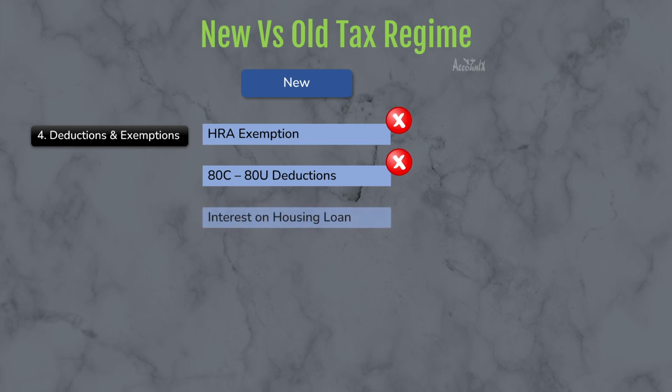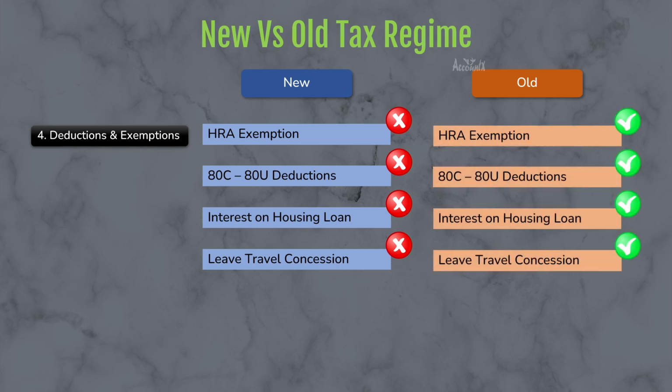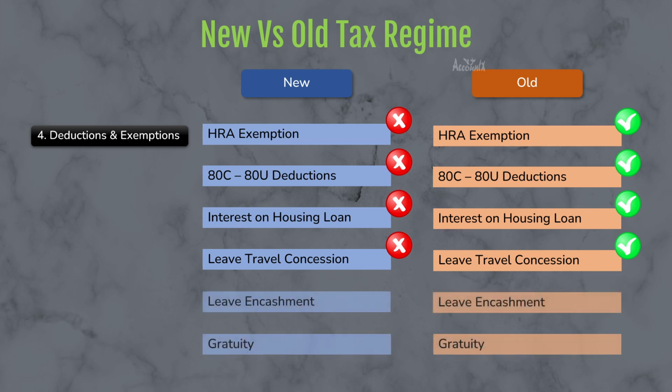Then no deduction of interest on housing loan in new tax regime. Then if you choose new tax regime, you cannot avail leave travel concession. Let's now compare this with the old tax regime. If you choose old tax regime, you can avail all these exemptions and deductions. Then there are certain exemptions on retirement benefits like leave encashment, gratuity, etc., which is going to continue in both new as well as the old tax regimes.